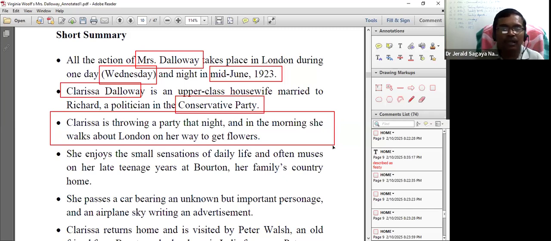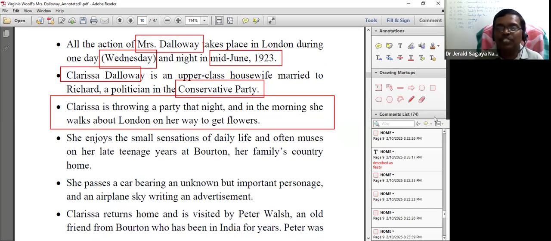And where does she go? While going, she starts walking through a garden. What is the name of the garden? Make a note of the name of the garden. There is a place called St. James Park. What is the name of the park? St. James Park. And through this St. James Park, she walks and she is going to a flower shop.